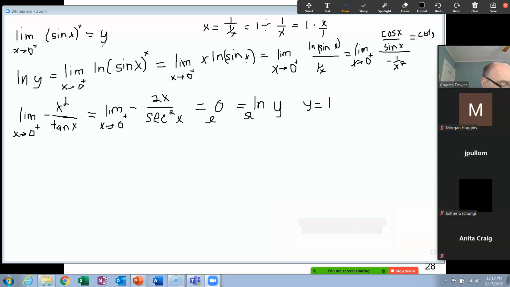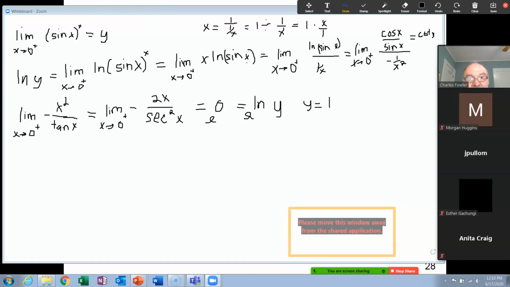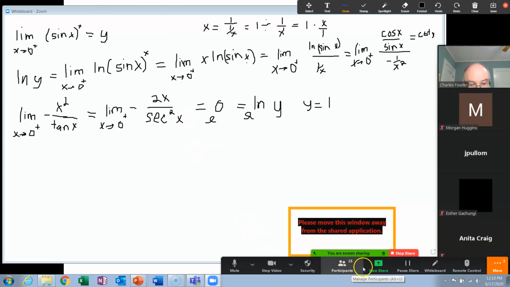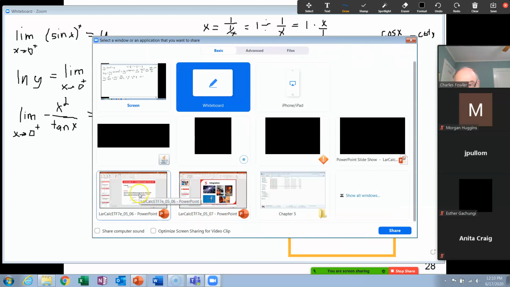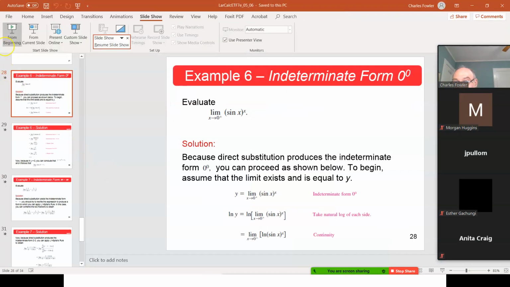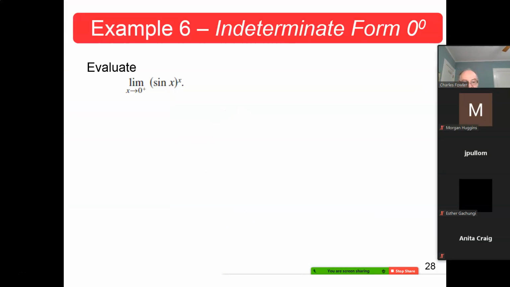All right, I think we're ready for example. Oh, wait, no. Let's go back to the text. Okay, we should have 14 people here now. What have we got? 1, 2, 3, 4, 5, 6, 7, 8, 9, 10, 11, 12, 13, 14. Yeah. Okay, let's go back to the text, 5.6, where we left off. From current slide, this doesn't look like the current. Yeah, it does. Okay. And let's see how they did it.